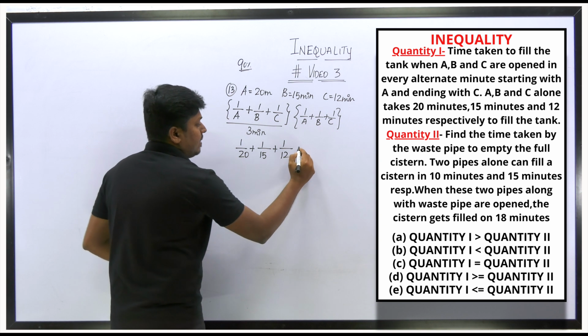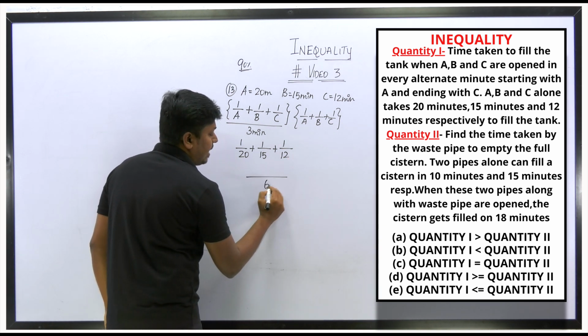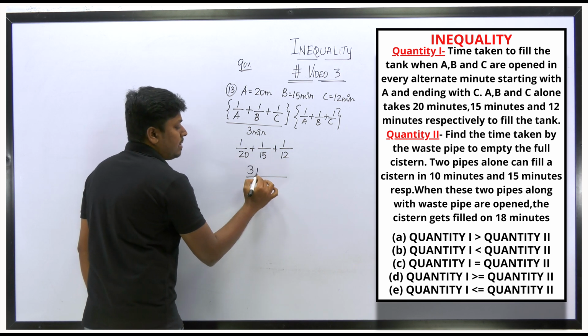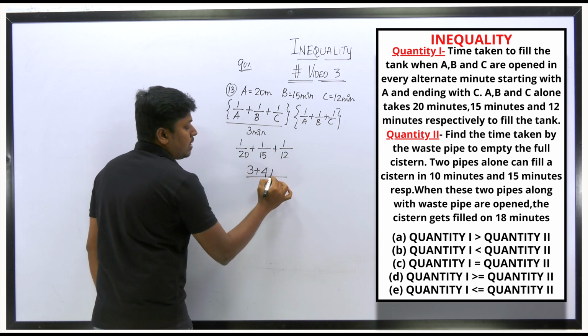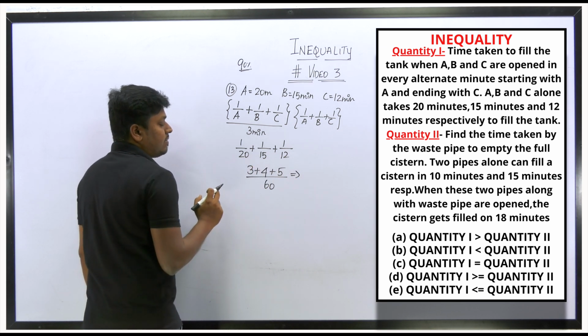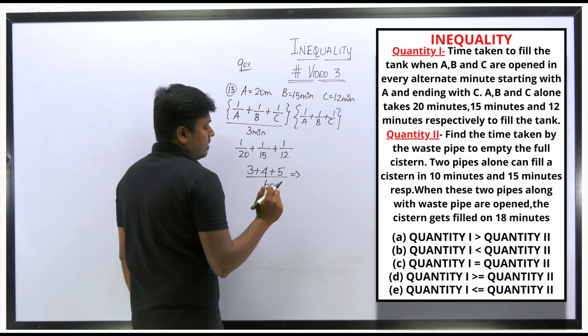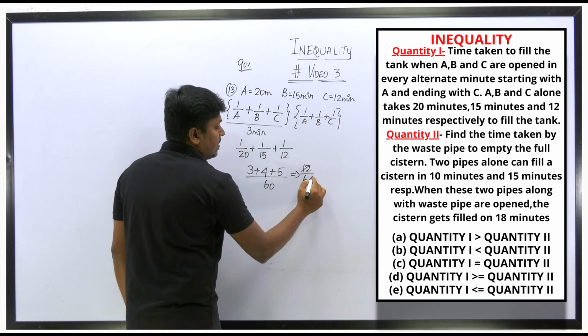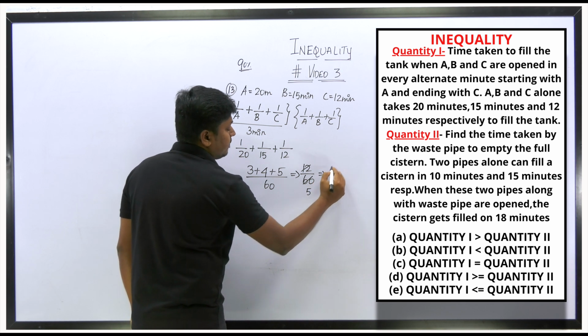So 40. So we can take LCM as 60. When you take LCM as 60, 3 into 20 will be 60. So this will be 3. So 15 into 4 and 12 into 5. This can be written as 5 plus 3 will be 8. So 8 plus 4 will be 12. So 12 divided by 60. When you cancel it, this becomes 5.